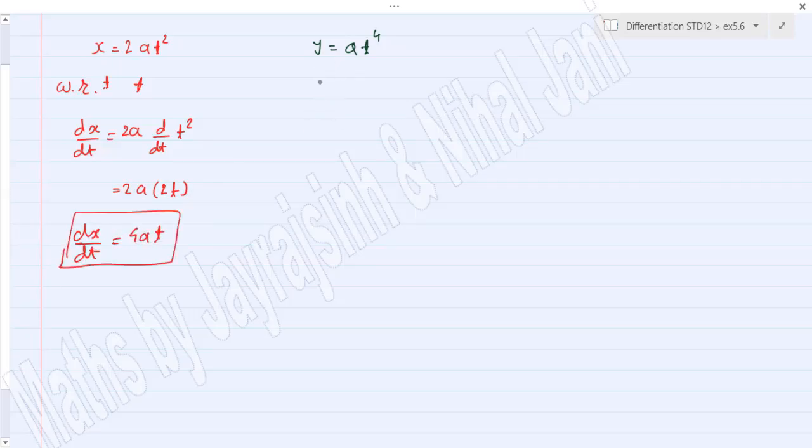Then we have to do the same thing with the equation of y. Let's differentiate with respect to t. So we'll get dy by dt is equal to a times the differentiation of t raised to 4, which is equal to a into 4 into t raised to 3. So we'll get dy by dt is equal to 4at cube.